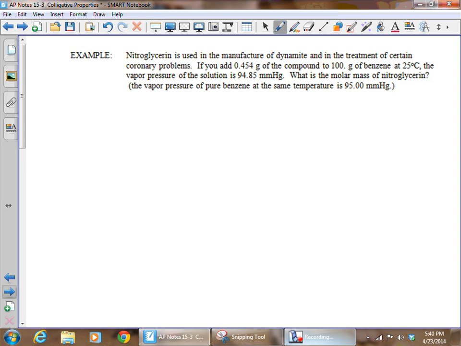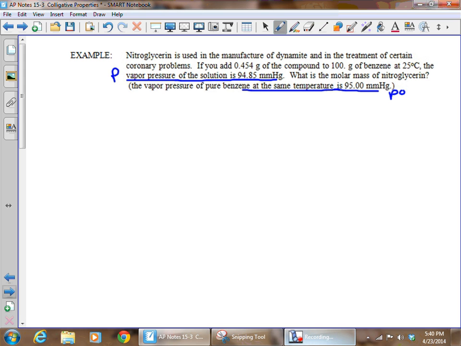So it's giving you a situation where it gives you a vapor pressure with something added to it, and then it gives you a vapor pressure. So remember, this is going to be P, and it gives you the vapor pressure of pure benzene. That's going to be our P0. So it gives us both of those values.